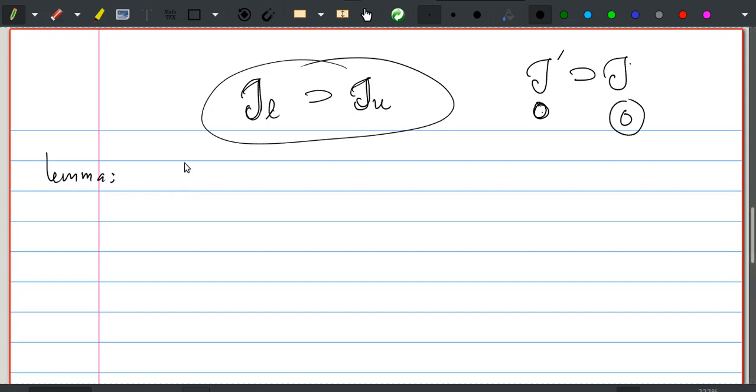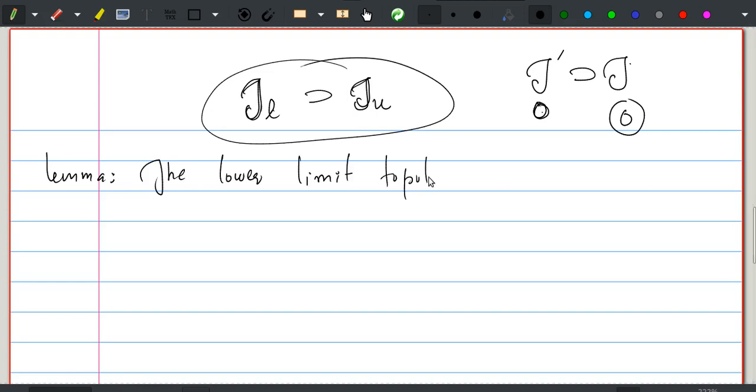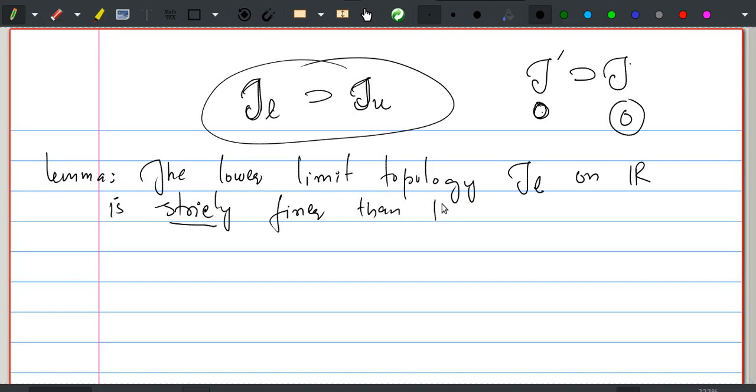So the lower limit topology T_L on R is strictly finer than the usual topology, say T_U on R. Now there is this term strictly finer. So let us prove this.